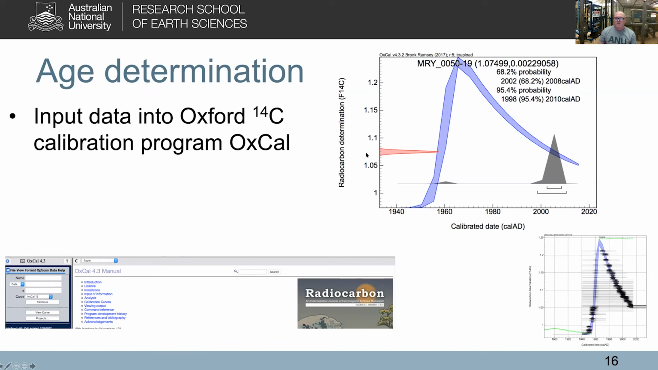We again have our C14 measurement, so instead of age, we actually just use the amount of C14 that's measured. We tend to do that for samples that are younger than 1950. And then we end up with this probability distribution, as Rachel mentioned. So this particular fish was born between 2002 and 2008. And we can do that for all of the fish.